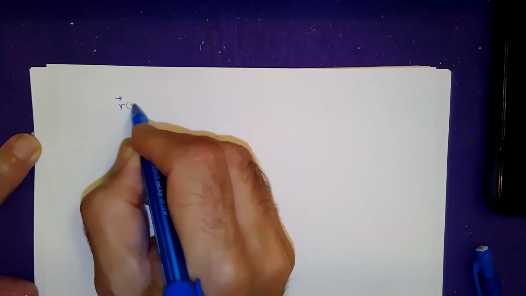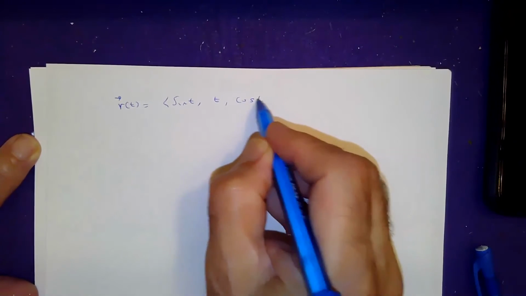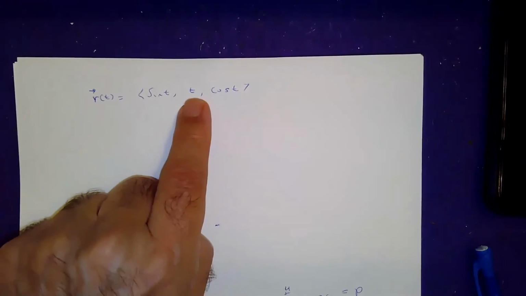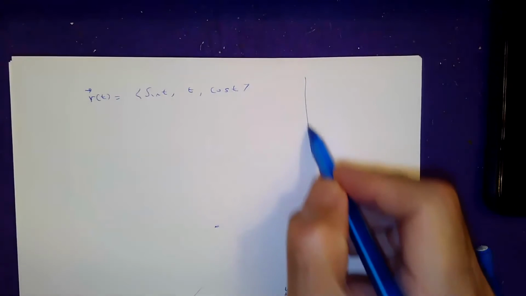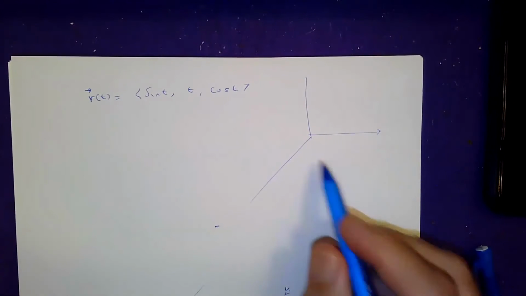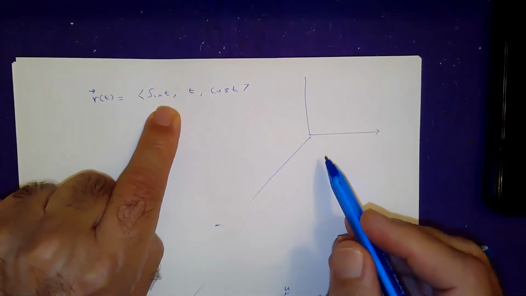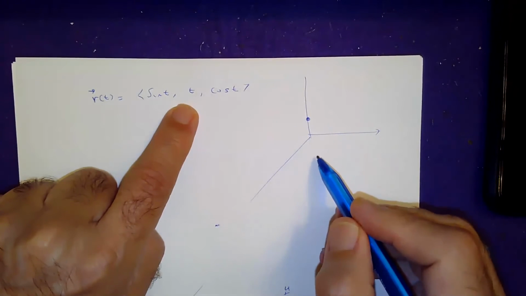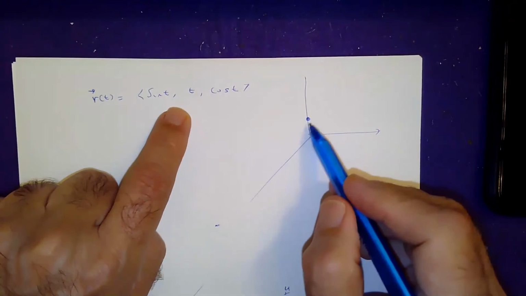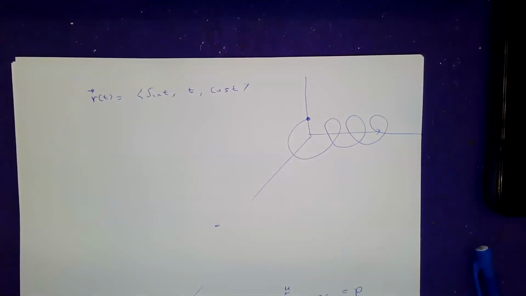So number 20 is good old helix. Because the y component takes the parameter t, the helix is going to open along the y-axis. So at t equals 0, where are we? 0, 0, 1. We are here. So it's going to wrap around the y-axis. Do you see it?